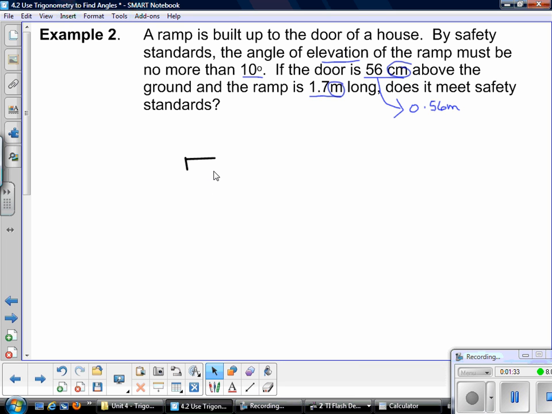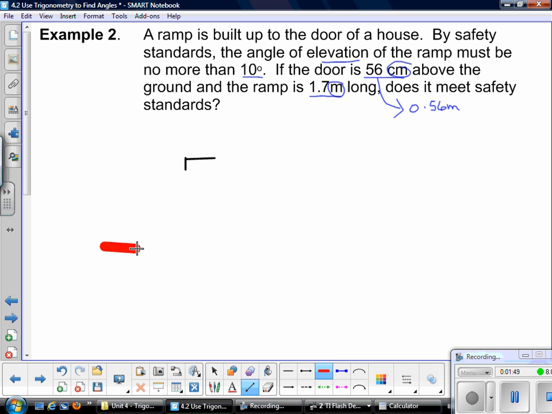Isn't this just absolutely great? This is the bottom part of my door, which is crooked, which is probably why I need a ramp. Okay, so that's the bottom part of my door. I have ground, right? So I have some kind of ground going on.